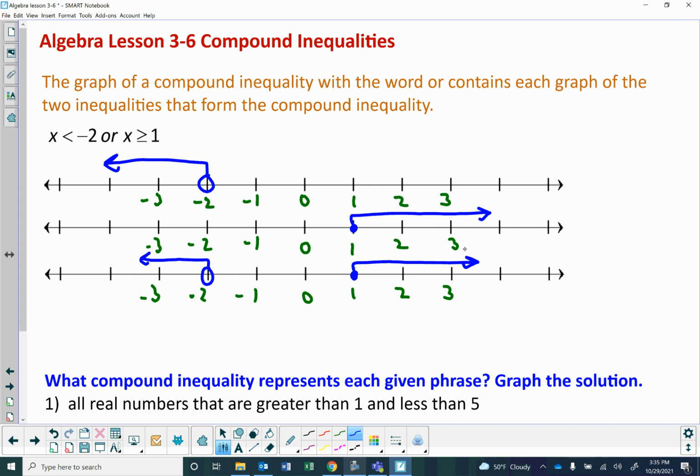So an or inequality, and remember this was the x is less than -2, and this was the x is greater than or equal to 1. So the compound inequality would look like this. It would say x is less than -2. We put the word or in there. X is greater than or equal to 1. So there's two inequalities that you have to write together.